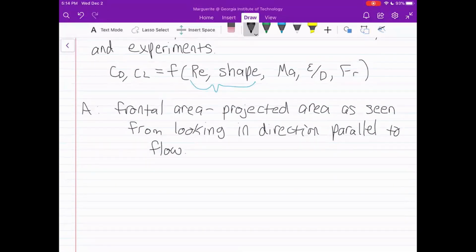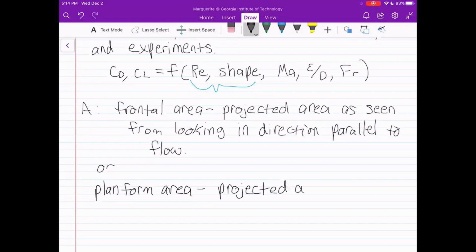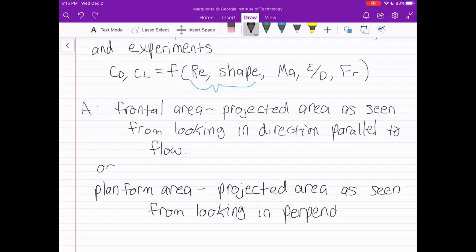And then the other type of area that we can have is called the planform area. And so this is again projected area as seen from looking in a perpendicular direction to the flow and from above.